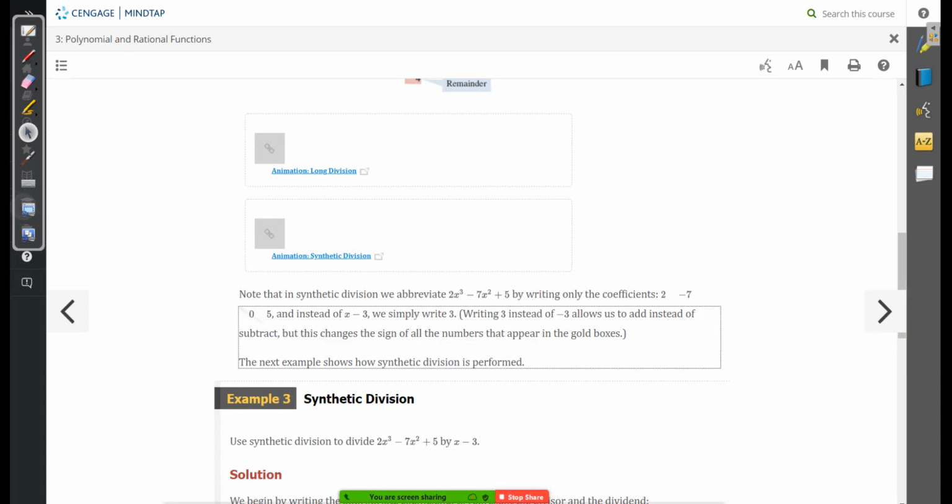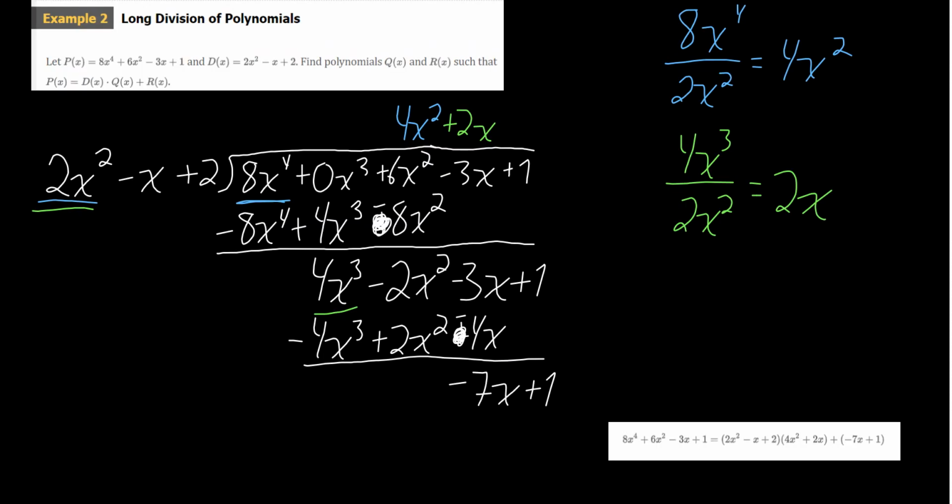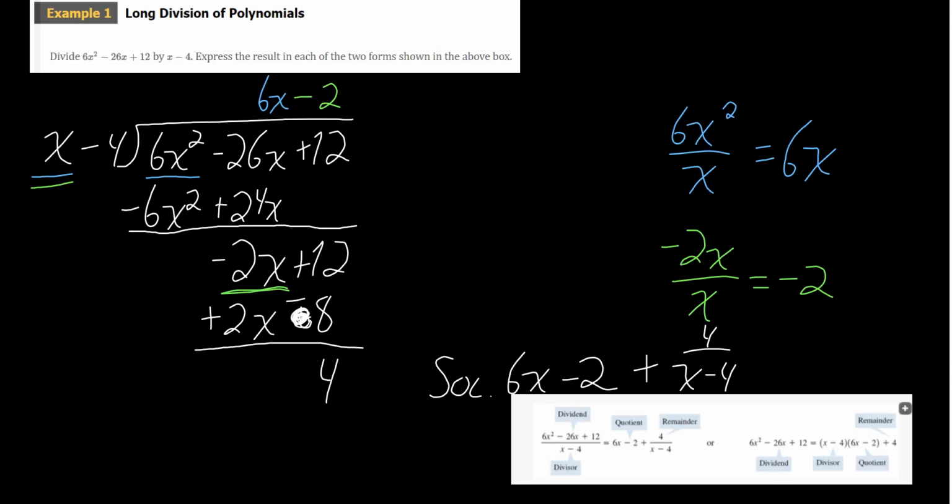And that special case is only when you have a divisor of the first degree. So for instance, in this example, I have a divisor that is a second degree polynomial, so I could not use synthetic division. This one, I could use synthetic division because my divisor is a first degree polynomial.